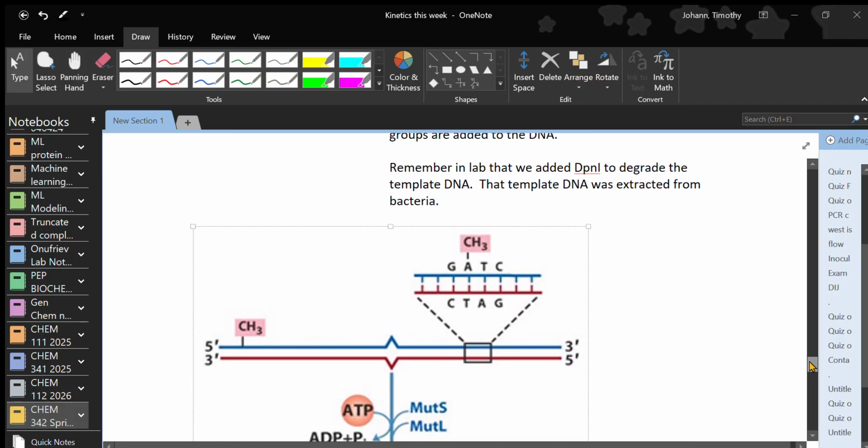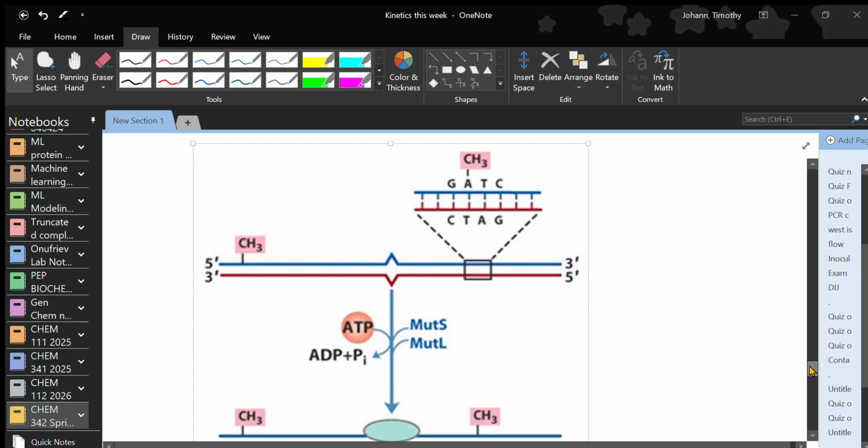I don't care that you know the specific enzymes here, outside of, you should know what a DNA polymerase is, and you should know what a ligase is. Okay.